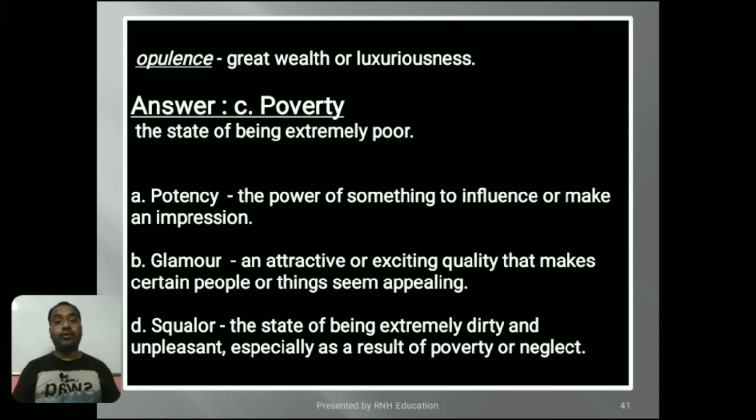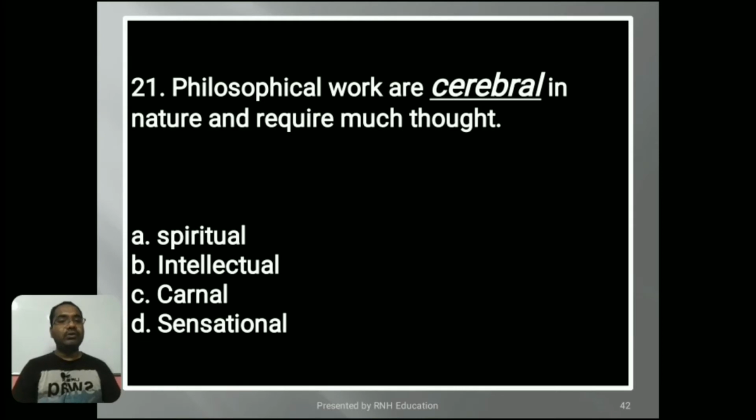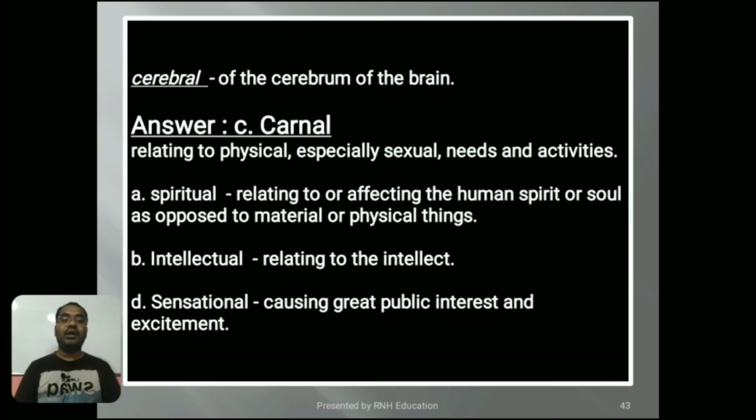Okay, going to the next one, the next question, that is question number 21. Philosophical works are cerebral in nature and require much thought. Cerebral. The options are A spiritual, B intellectual, C carnal, and D sensational. Going to the answer section. First, take the word cerebral. Cerebral means of the cerebrum, of the brain. So the right opposite word should be carnal.